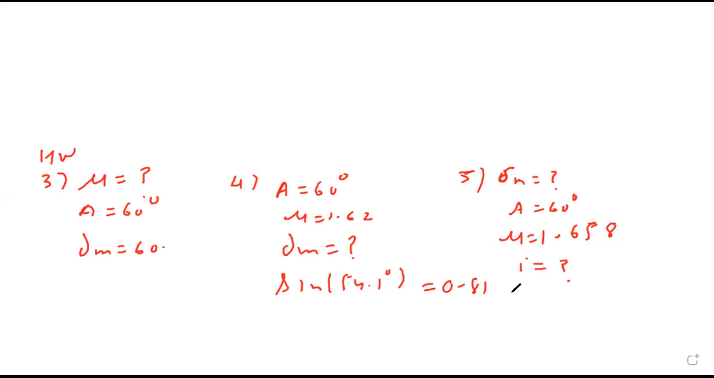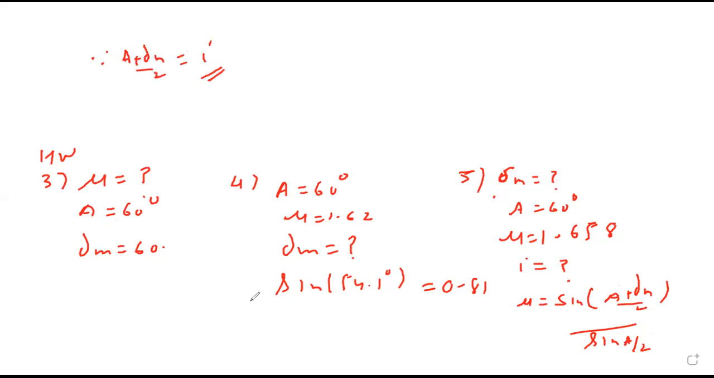Calculate the angle of minimum deviation for a glass prism of 50 degrees. Refractive index is given. What is the corresponding angle of incidence? So first we want the angle of deviation, then we want i. First, the simple case: sine of (A plus delta M) upon 2 divided by sine A by 2. Once you get delta M, then (A plus delta M) upon 2 is i, so I will get i. Understood now? Is it possible to do this sum? Yes, sir. Then I'm going to the next one.